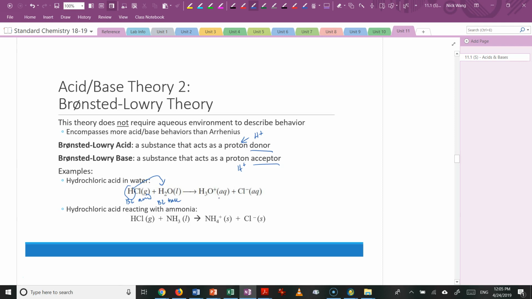Let's take a look at the second example. This one is going to be hydrochloric acid reacting with ammonia. So once again, what am I looking at here? I have substance A, substance B, these two substances hanging out. It's going to end up producing NH4 plus Cl minus.